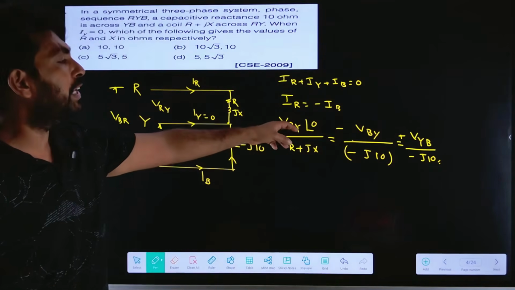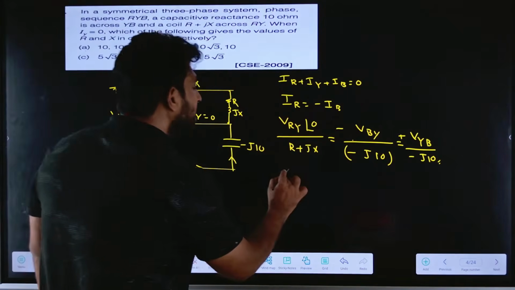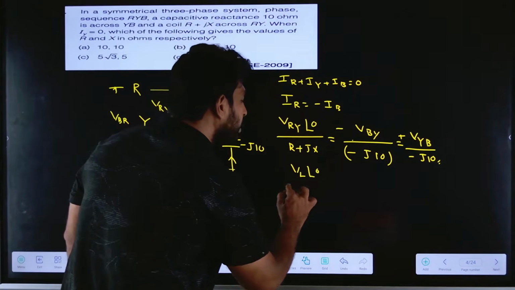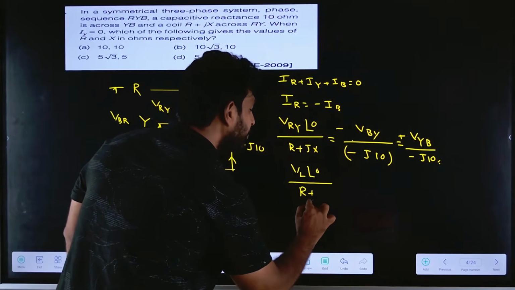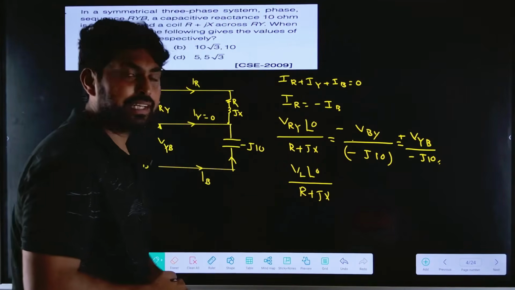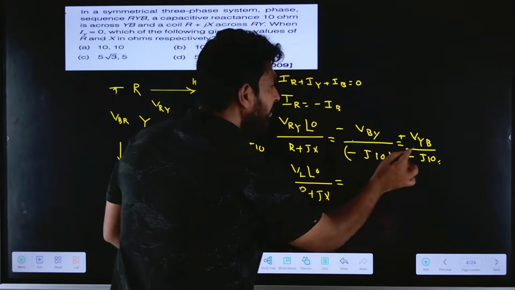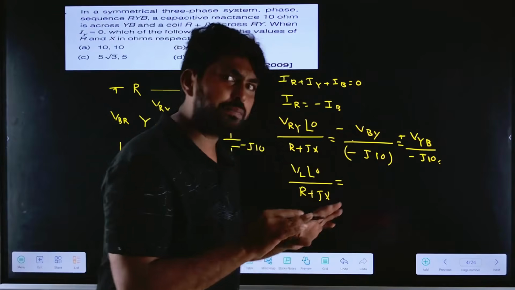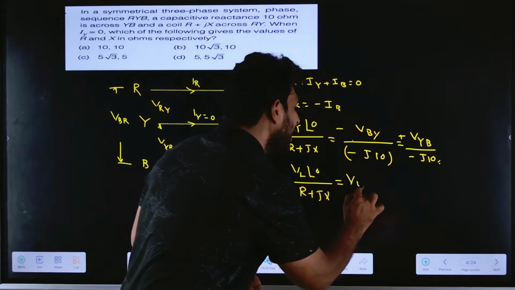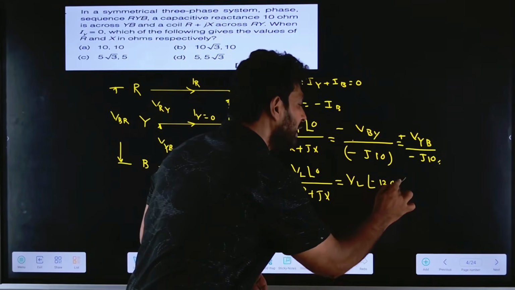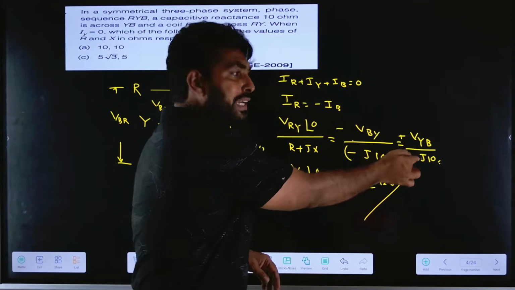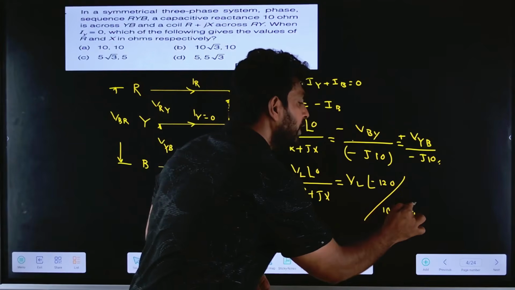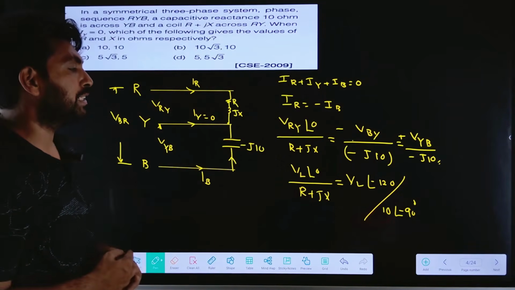So I take the VRY as a reference, which is equal to, if I represent it as a V line voltage, V line at an angle 0 divided by R plus JX. So VYB: what is the phase difference between the RY and YB? It is minus 120 degrees. So VL at an angle minus 120 degrees divided by minus J10, that is 10 at an angle of minus 90.